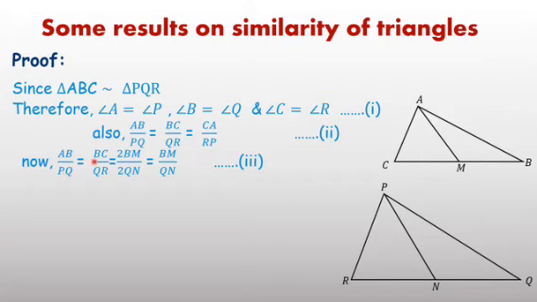AB upon PQ equals BC upon QR. BC we can write as 2 times BM because M is the midpoint, and QR we can write as 2 times QN. Cancelling out, equals BM upon QN.